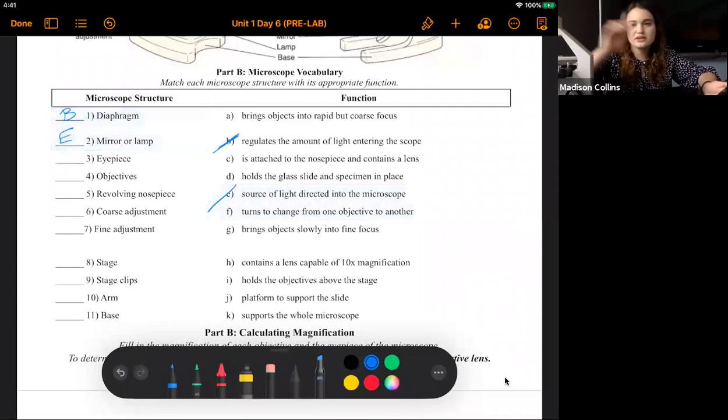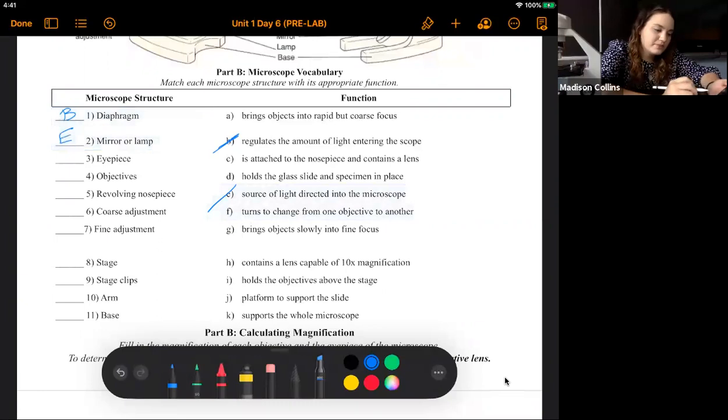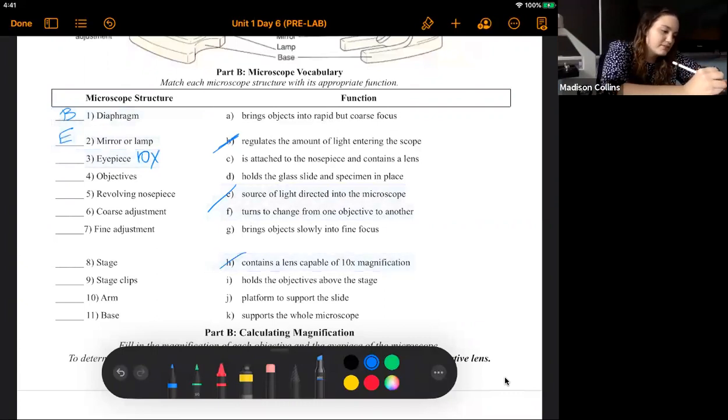Number 3, eyepiece. Remember, that's the bit at the top where I'm going to put my eye against so I can view the specimen. And I told you guys that the eyepiece has a magnification of 10x. So where is eyepiece? Eyepiece is going to be H, contains a lens capable of 10x magnification. All right, next up, we've got objectives.